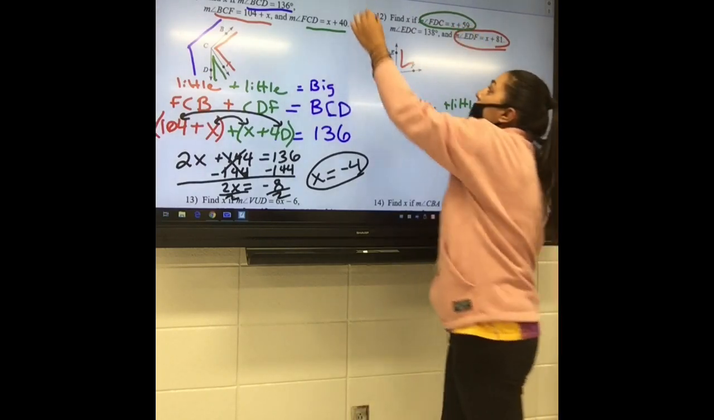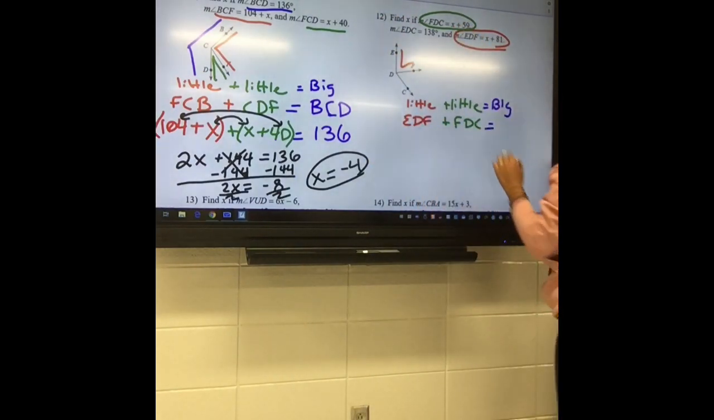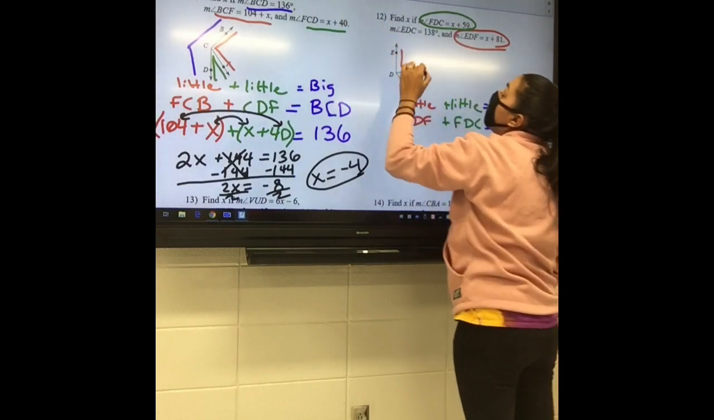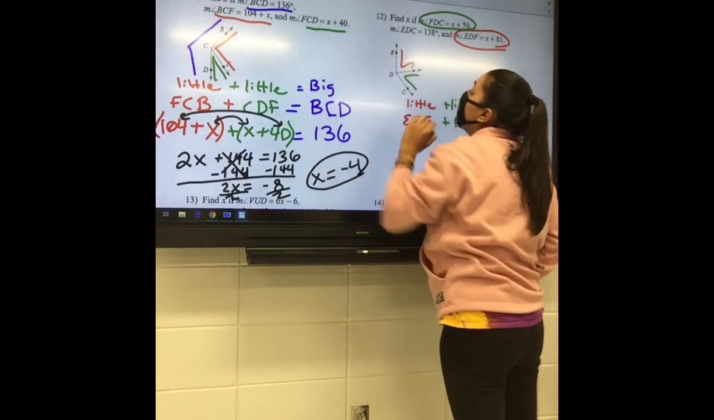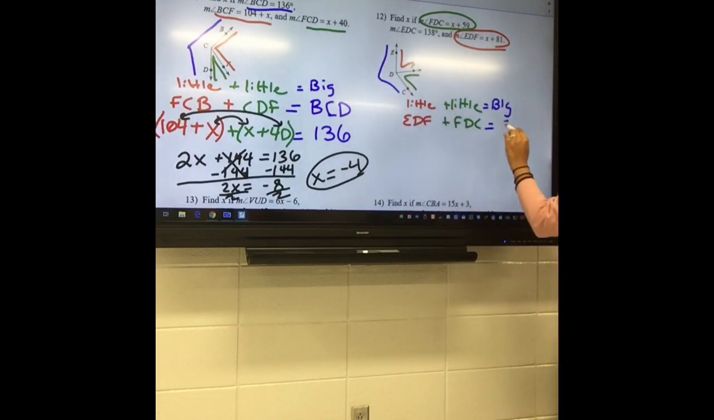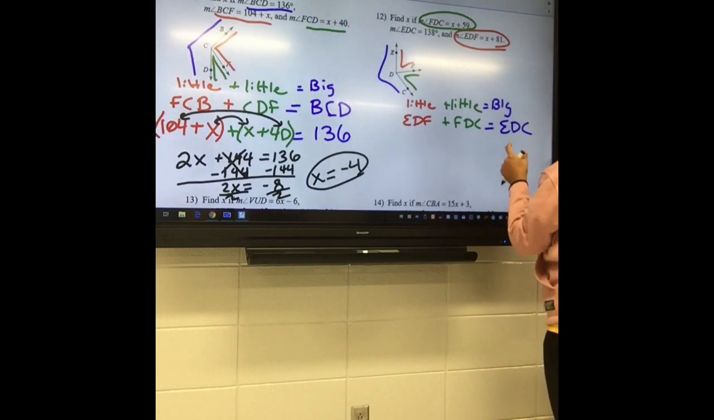FDC. Okay, and what's my big one? EDC. EDC, perfect. Okay, sorry if I screwed you guys up. I screwed myself up. It's okay. Okay, so I got little plus little equals big. I got this little one plus this little one equals this big one.